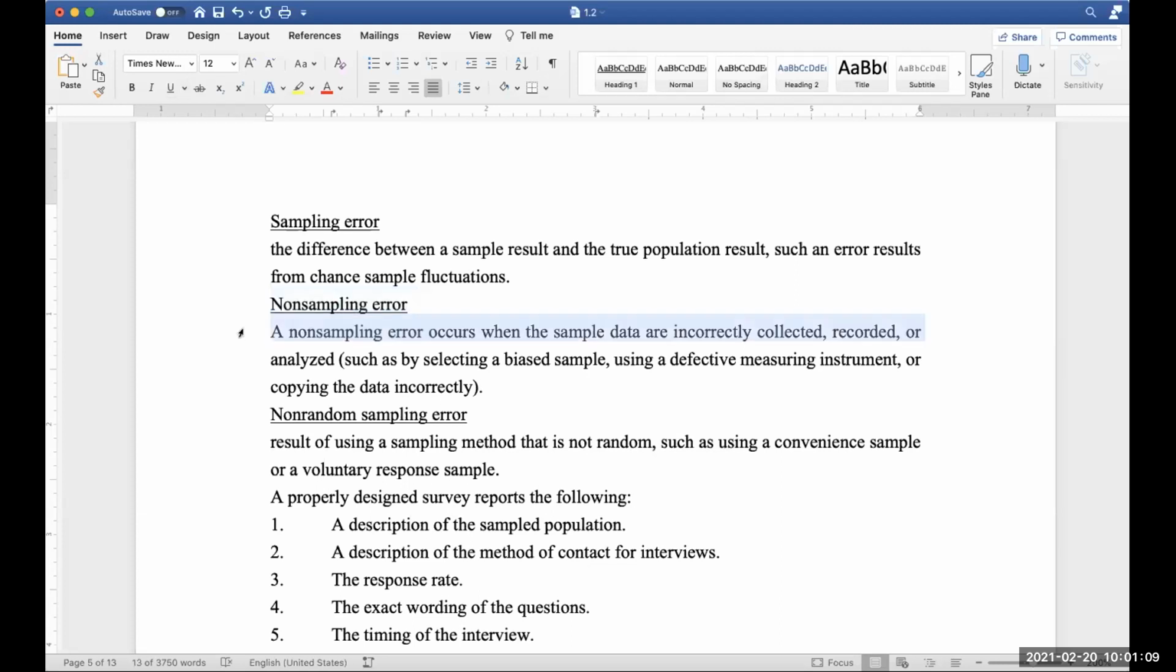Non-sampling error. Non-sampling error occurs when sample data is incorrectly collected, recorded, or analyzed, such as by selecting a biased sample, using a defective measuring instrument, or copying the data incorrectly.